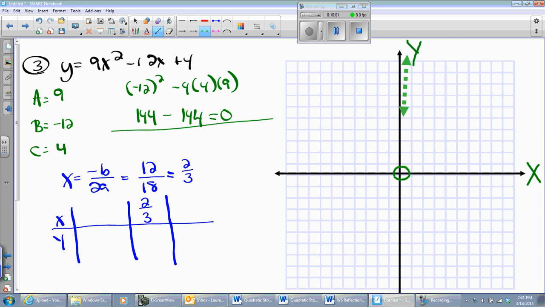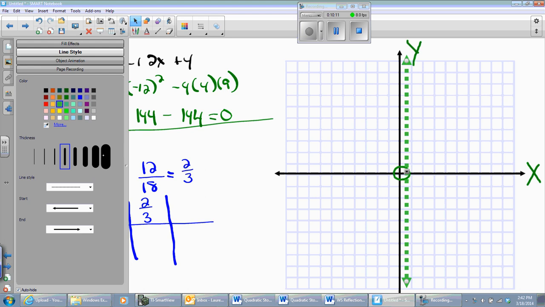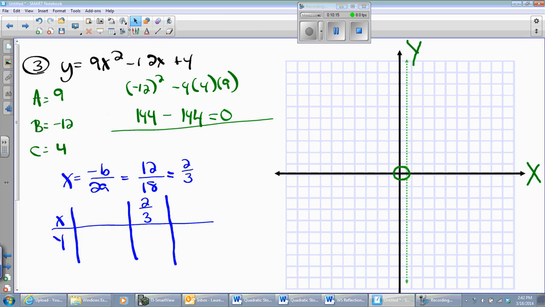And again, on this one, I'm going to make it thinner. So let me make it thin. Properties. All right, there we go. 2/3. And since my parabola is sitting on the x-axis, it's opening upward, by the way, my solution is right there. Well, what's the y-coordinate there? It's 0. 2/3, 0 is on my parabola.